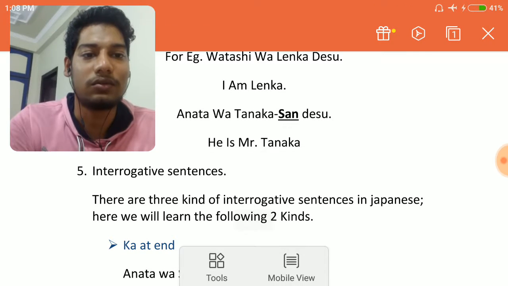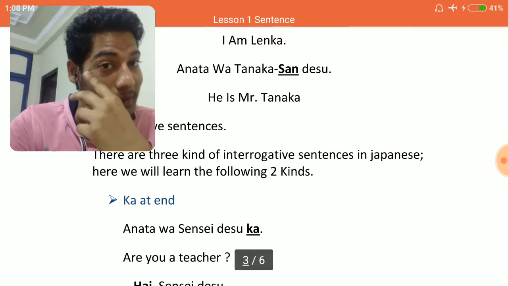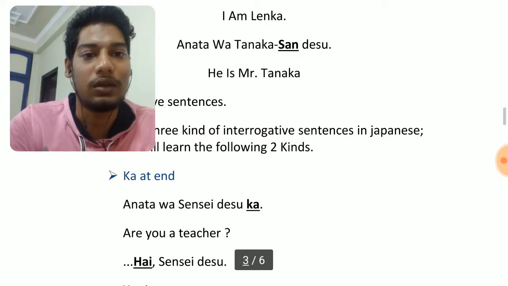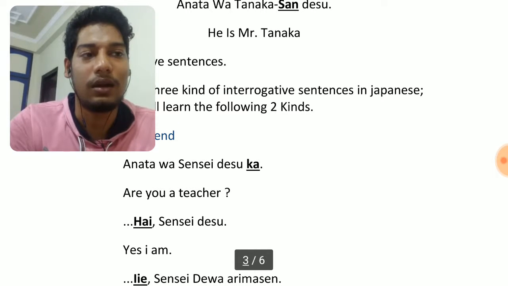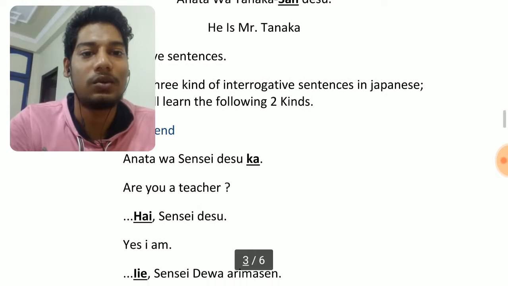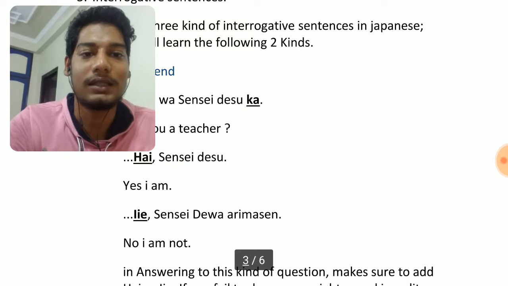Interrogative sentences are mostly of two types. Sorry, three kinds in Japanese. I'm going to tell you about two in this chapter. Like I mentioned above, Anata wa sensei desu ka? Are you a teacher? There can be two answers. Hai, sensei desu. Yes, I am. Iie, sensei dewa arimasen. No, I am not.